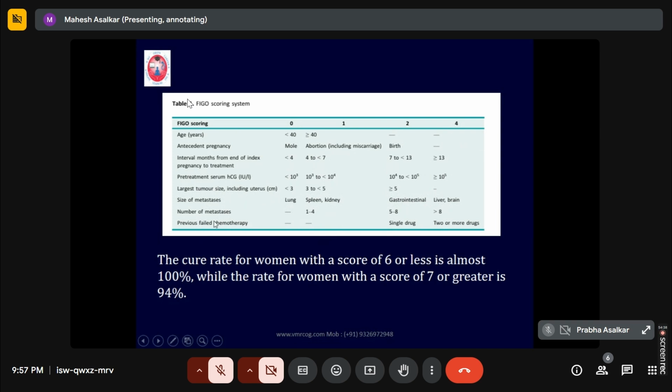Generally, this option is not given in the scenario, but here they give you a lot of confusion. Single drug failure score is 2, multi-drug failure is a 4. The cure rate for women with a score of 6 or less is almost 100%, while the rate for women with a score of 7 or greater is 94%. High score, 94% success rate; score less than 7, 100% success rate.